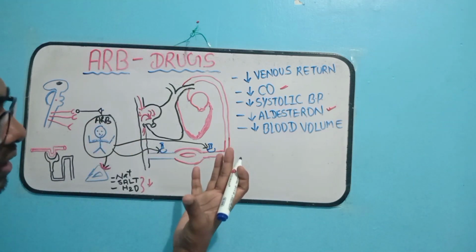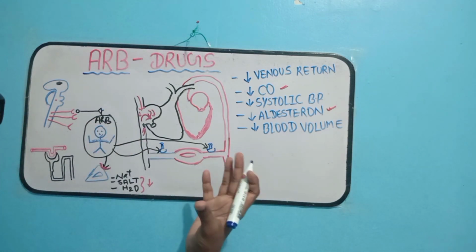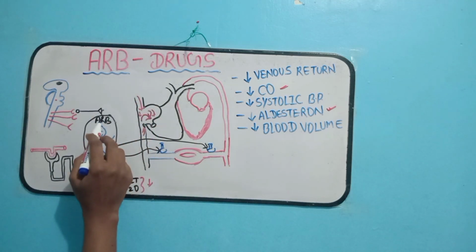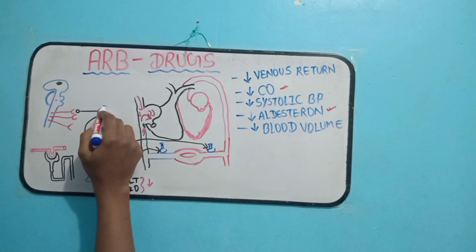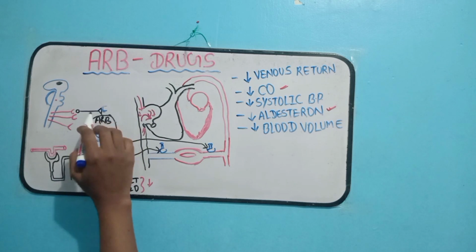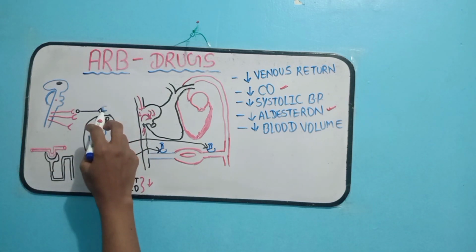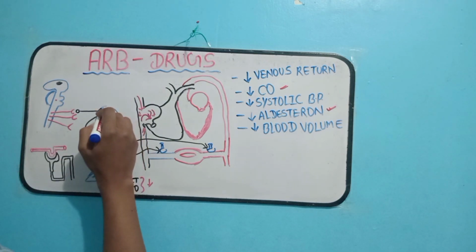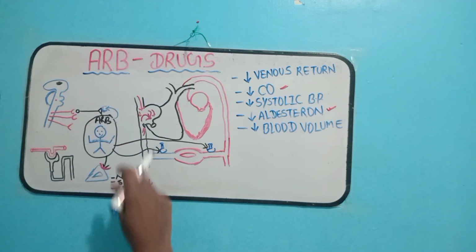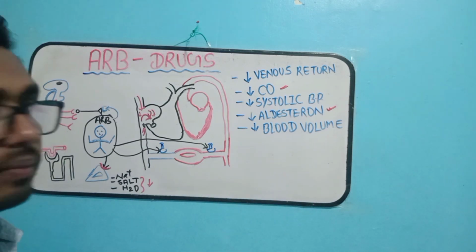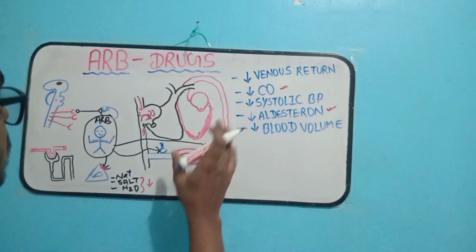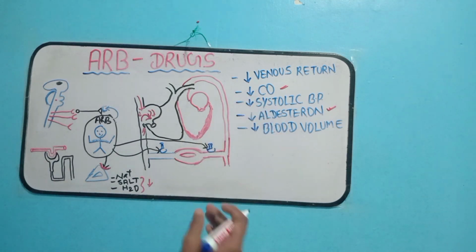Also, I discussed before the sympathetic nerve ending, which helps in the contractility of the myocardial cells. So when there is the action of the ARB on the sympathetic nerve ending, because the angiotensin 2 receptor is also present in the brain, when it acts on the sympathetic nerve ending, that leads to reduction of the contractility of the myocardial cells.